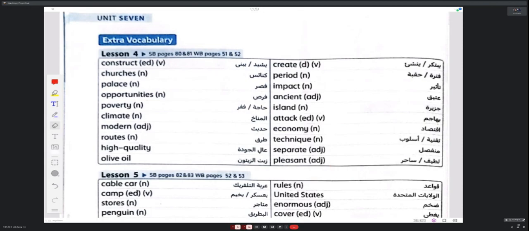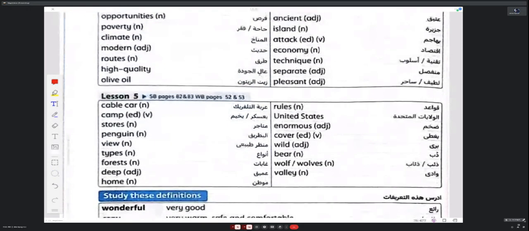Lamar. Construct. Churches. Church. Palace. Opportunities. Poverty. Climate. Modern. Route. High quality. Olive oil. Create. Period. Impact. Ancient. Island. Attack. Economy. Technique, separate, pleasant. Separate from.